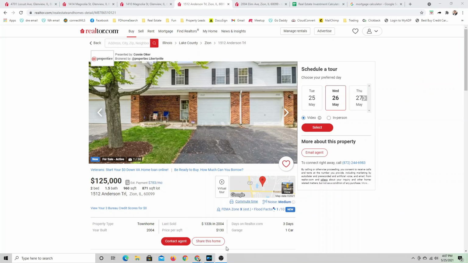The first hot property of the week is going to be a rental property located in Zion, Illinois. It's available for purchase for $125,000, 2-bedroom, 1.5-bathroom.